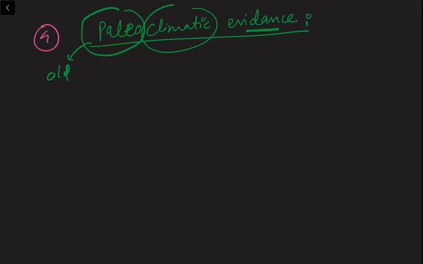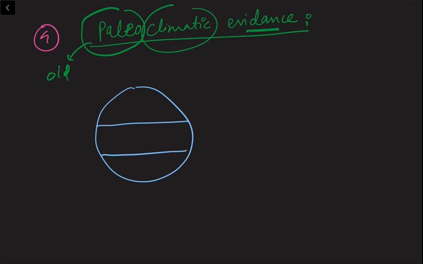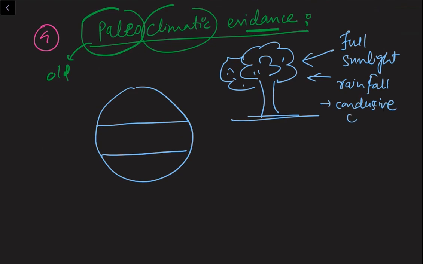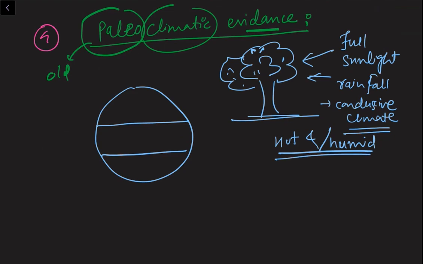Just listen. Okay. For your information, there is one thing you need to understand, that whenever a plant grows with huge vigorous growth, what does it need? It needs full sunlight, it needs much rainfall, it needs a conducive climate, yes or no? So all these things are necessary, like hot and humid. If the conditions are hot and humid, definitely the plant will grow vigorously, very fast.